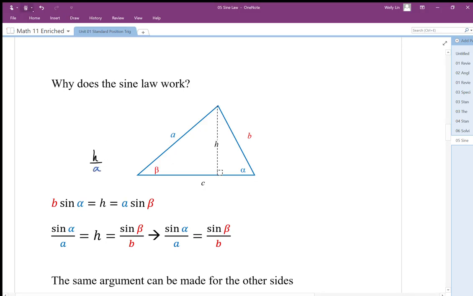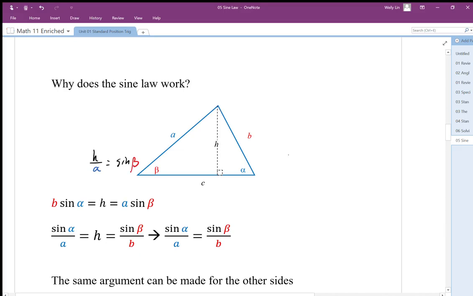is equal to sine of beta. Okay, we know that height over A is sine of this angle here. And we could do the same thing for the other angle here too. We can just say that B, the length of the hypotenuse here, B times sine A equals the height of this triangle.